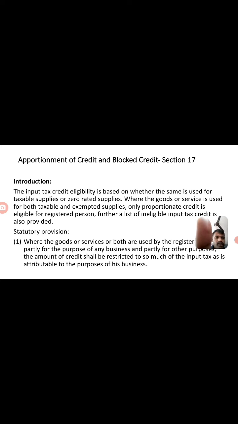The input tax credit eligibility is based on whether the same is used for taxable supplies or zero rated supplies. Whether taxable supplies or zero rated supplies are made, input tax credit is eligible. Where the goods or services are used for both taxable and exempted supply, only proportionate credit is eligible for the registered person. Further, a list of ineligible input tax credit is also provided.